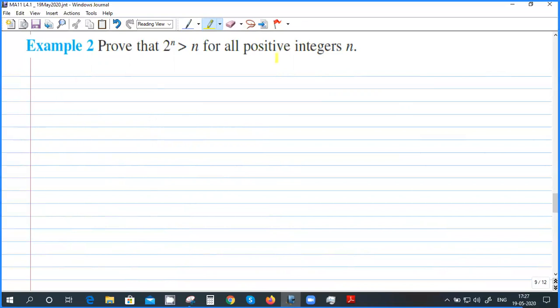Assume P of k: 2 raised to the power k is greater than k. Assume this is true. I'm putting a tick mark. Now we have to show that 2 raised to the power k plus 1 is greater than k plus 1. I'm putting a question mark here. We have to show this one.